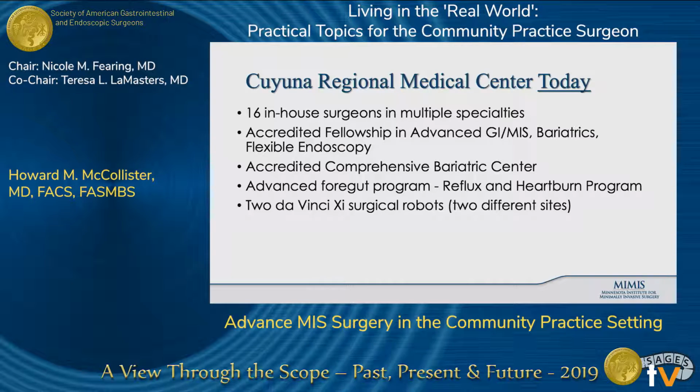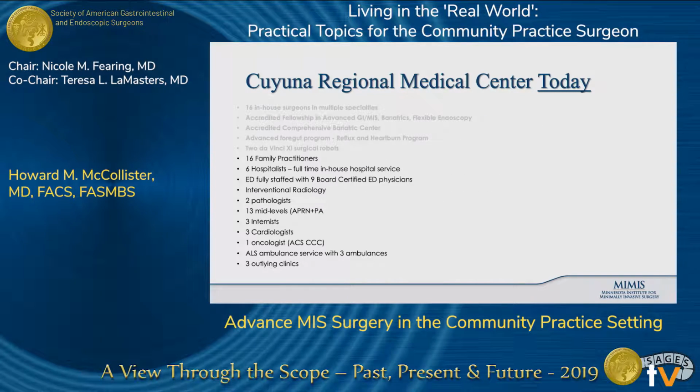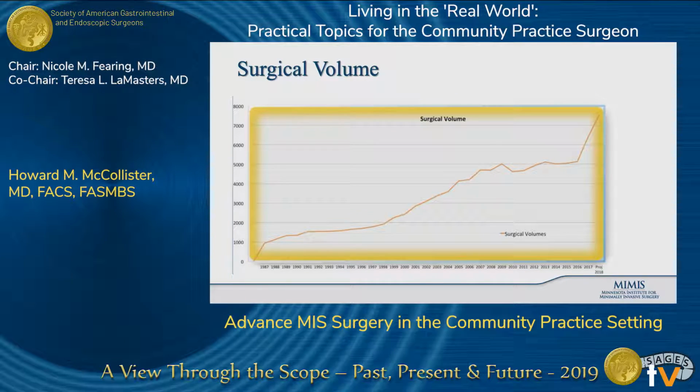We also have 2 Da Vinci Xi robots, relatively new at that, but we're learning, and we figure that this is kind of the way that surgery is evolving. And along with the growth of the surgery program, other services in the hospital have also increased, including the number of physicians that are there, including hospitalists and a variety of specialty physicians, emergency department, pathologists, internists, cardiologists, all of those things. So this is what advanced MIS has allowed us to happen in that little 25-bed critical access hospital. And despite all of that, we are still a 25-bed critical access hospital.